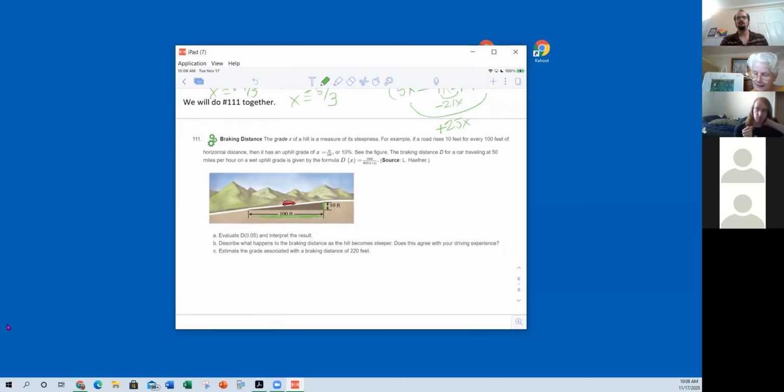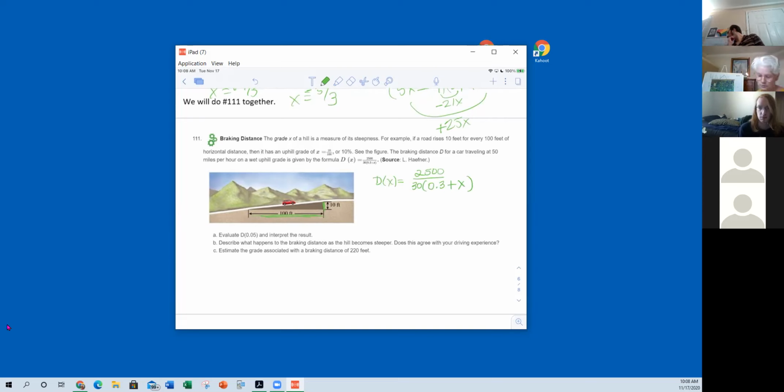So then it says the braking distance for a car traveling at 50 miles per hour on a wet uphill grade is given by, this is hard to see, so I'm going to rewrite it, d of x equals 2,500 over 30 times 0.3 plus x. That's the formula, where x is the grade. So it says evaluate d of 0.05 and interpret the results.